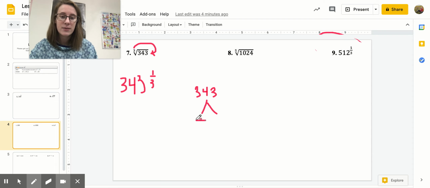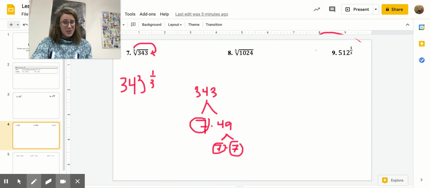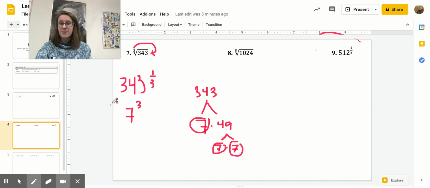So 7, when I tried to divide by 7, it was 49. 7 is a prime number, so I can stop there. And then 49 is nice because 49 is simply 7 times 7. So you might need to do a little bit of guess and checking, but you're basically breaking them down to their prime factors. So in this case, we have 7 times 7 times 7, or we could write it as 7 to the power of 3. This is still to the power of 1/3.